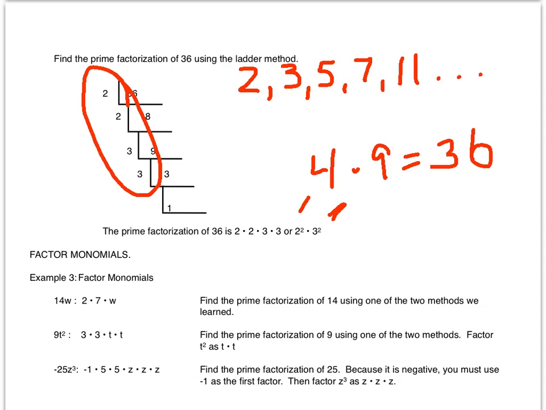So 14w is 2 times 7 times w. 9t to the second power is 3 times 3 times t times t. And in the last example, negative 25z to the third power, we're going to have something a little different. You're always going to start with a negative 1 when you have a negative number to factor. So negative 1 times 5 times 5 times z times z times z.